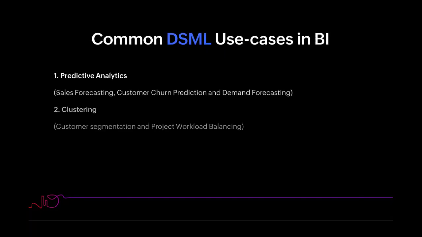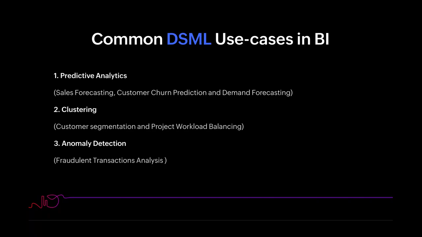So moving on, let's explore some common use cases of data science and machine learning in the realm of business intelligence. So these applications illustrate how transformative DSML can be for organizations. First up is predictive analytics. This is all about looking into the future based on the historical data. For example, sales forecasting helps business anticipate the revenue and plan accordingly. Think of it as having a crystal ball that guides inventory management and resource allocation.